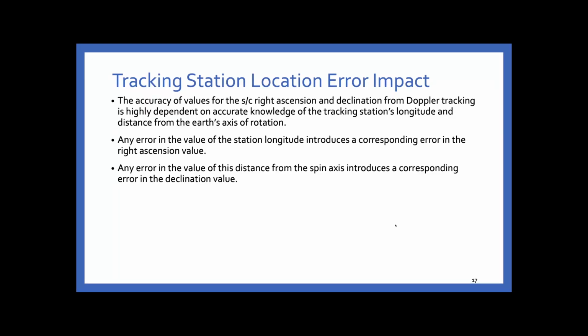So summing this up, how does the station location error impact navigation? The accuracy for right ascension and declination is highly dependent upon accurate knowledge of the tracking station longitude and distance from the Earth's axis of rotation. So an error in longitude introduces a corresponding error in right ascension, and an error in the value of the distance from the spin axis introduces a corresponding error in the value of the declination. That's the bottom line.